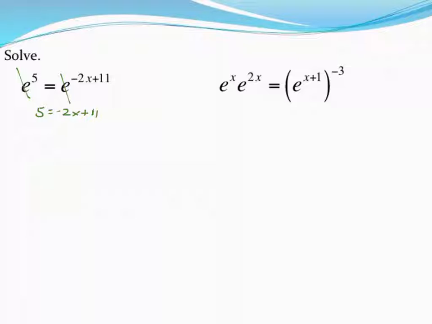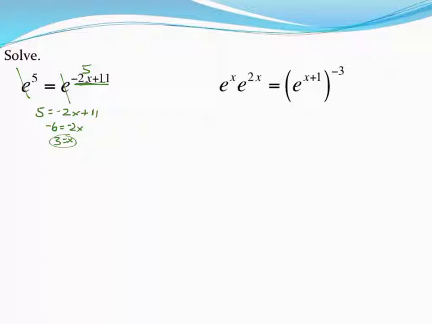So if I subtract 11 from both sides, I get negative 6 equal to negative 2x, and then of course x must come out to be 3. It's that simple. I could check this the same way I would check any equation by plugging 3 back in for x. So if I look back in my exponent, negative 2 times 3 is negative 6. And if I add 11 to that, I end up with 5. So both sides are e to the 5th.